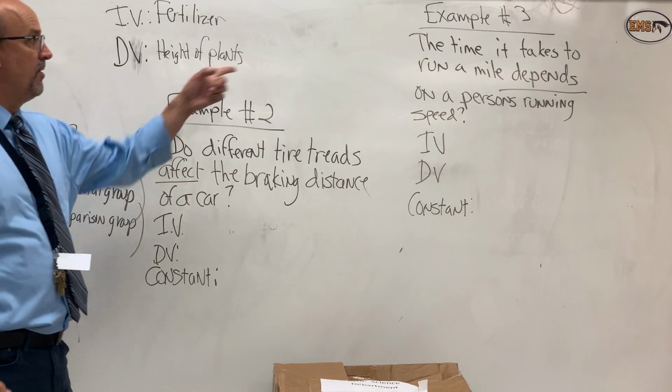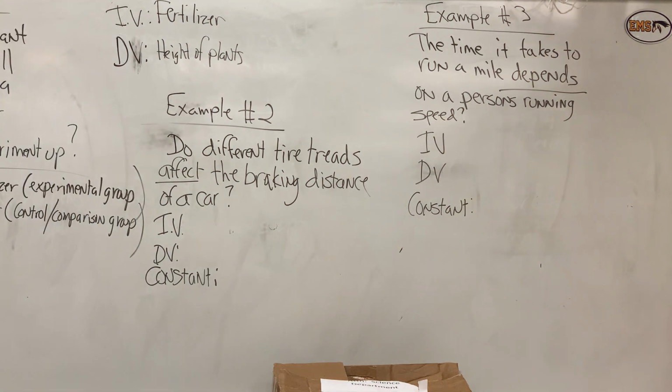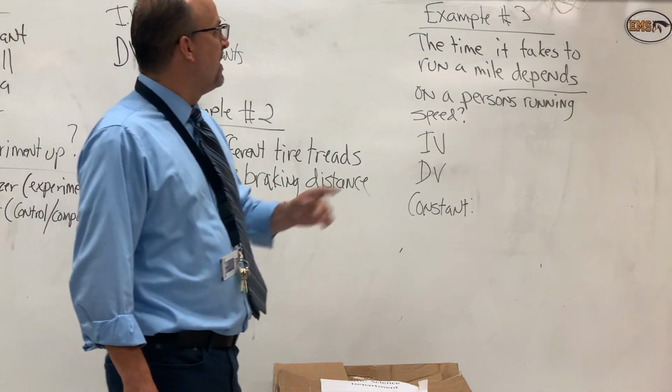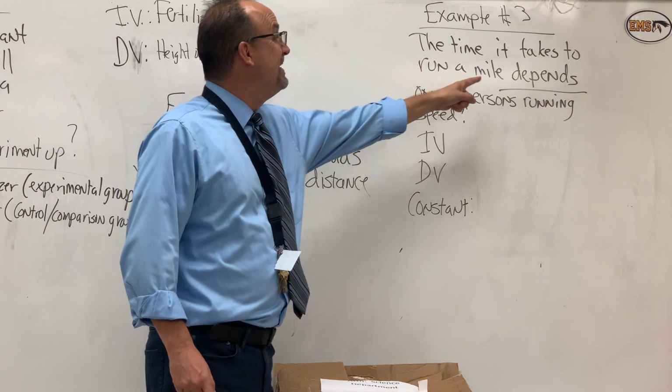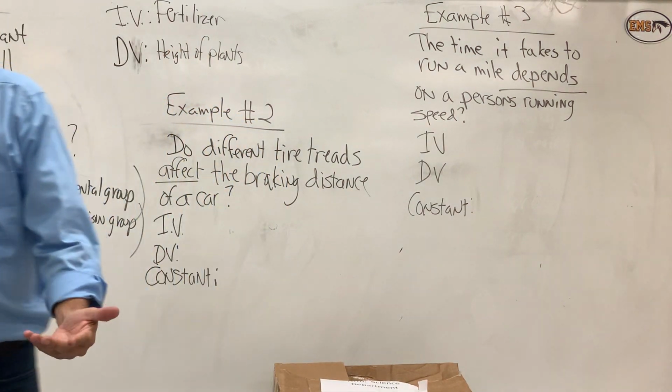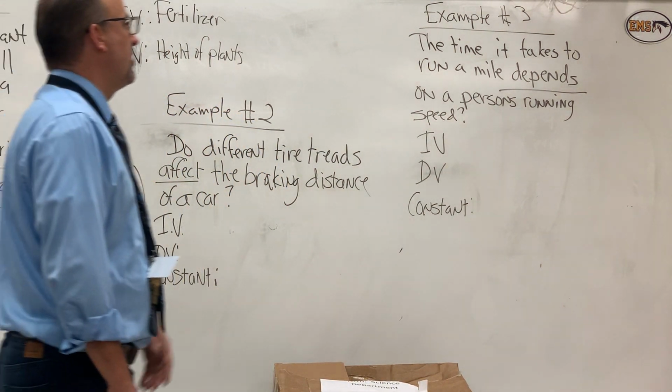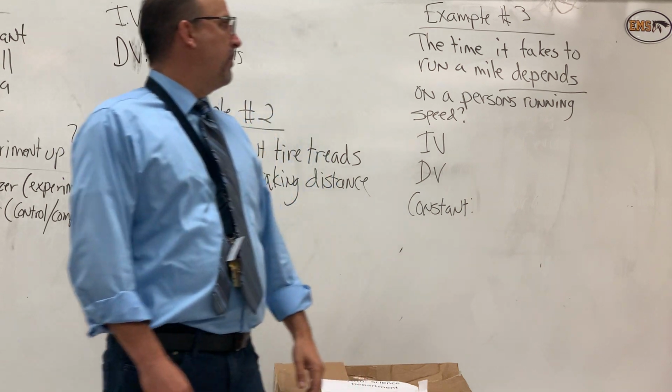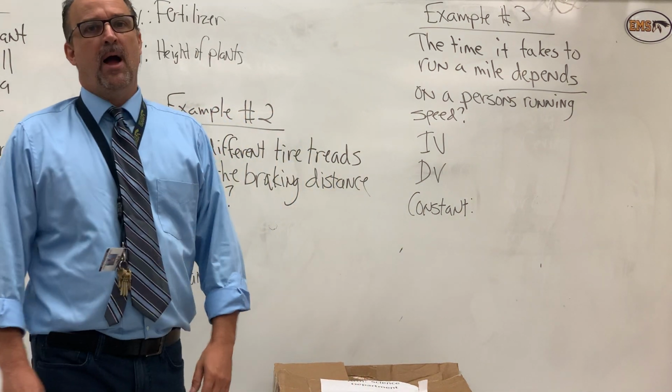Look for clues. Example 3 is super obvious, extremely obvious, epically obvious. Sure you can see it. The time it takes to run a mile depends on a person's running speed. This one is screaming, look at me, right? What's your independent variable? And sometimes if you can't answer it, think about it. A person's running speed. So it's time.